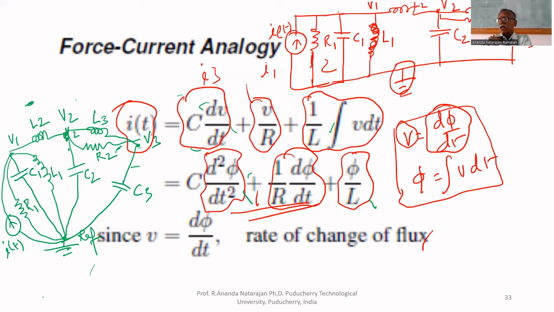This is the force-current analogy of a mechanical system. Current source is a theoretical source. Nowadays current sources are available, but you cannot buy one like a battery. A device will be available that gives constant current. Such current sources are available, so you can do this experiment also. If you want to simulate a mechanical system in the electrical way, you have to find this analogy.